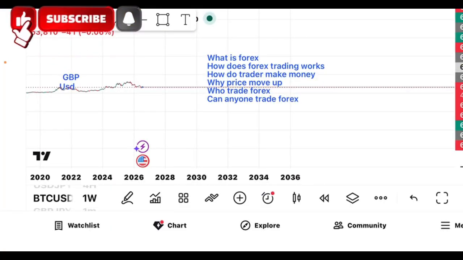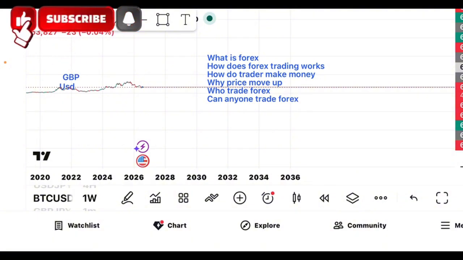Welcome back, guys. Today's lesson we'll be talking about how forex trading works. Like I've told you guys in the previous lesson, forex trading is simply the exchange of currency. It is just simple, no complication. It is the exchange between one country and the other, the exchange between one currency and the other. I hope you understand what I mean by that.